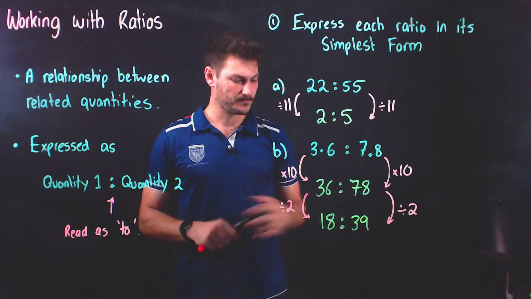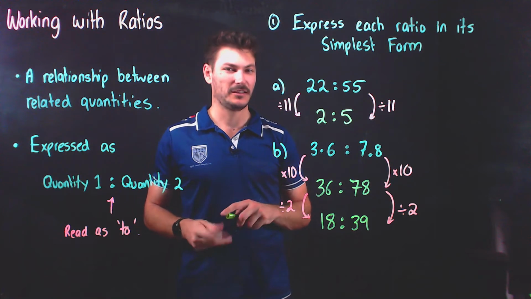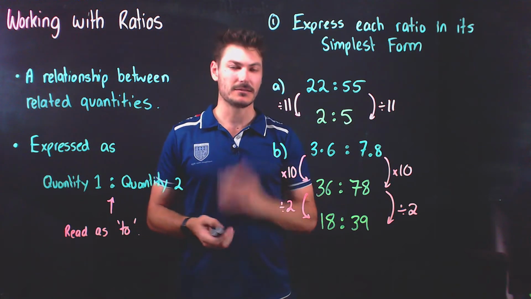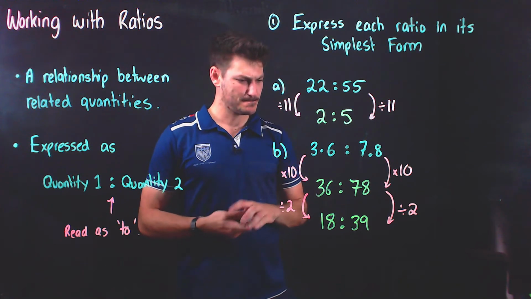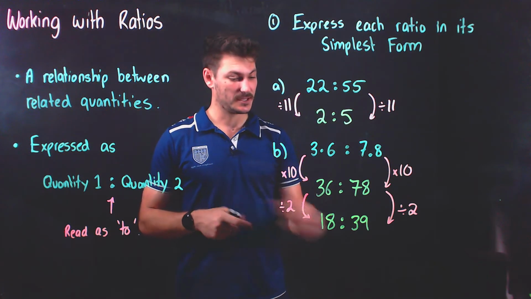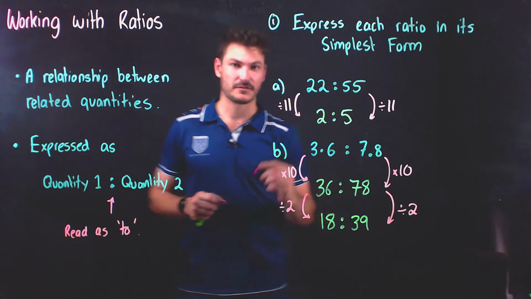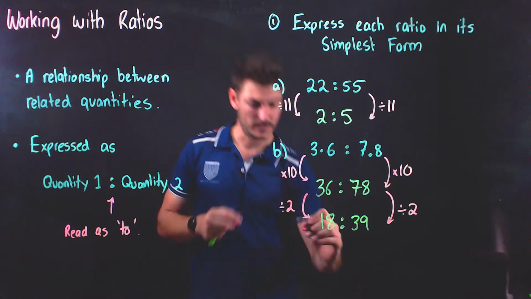And 39, not quite prime, but its only factor as far as I know is 13 times 3. But 13 doesn't go into 18. 3 actually does go into 18. Now that I think about it, it goes in 6 times. So I'm going to be able to divide both of these guys by 3.